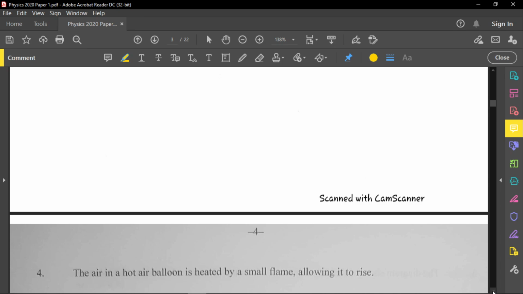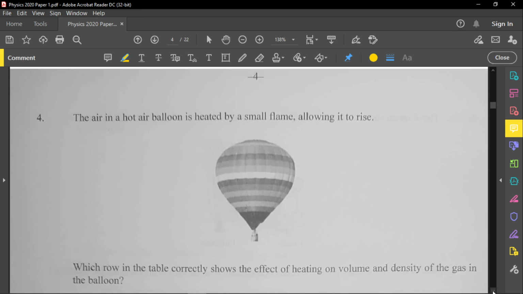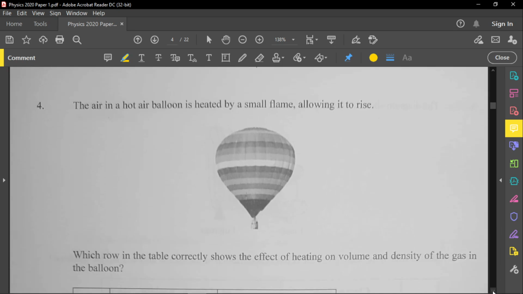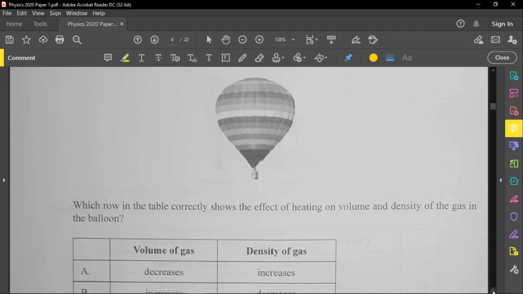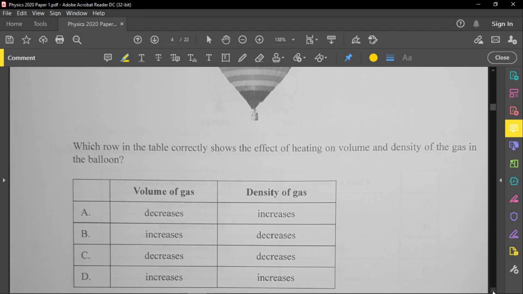All right, and for question number 4 here, let us quickly slide down into this. The air in the hot air balloon is heated by a small flame, allowing it to rise. So the balloon is rising because heat is applied to the air in the balloon. It asks which row in the table correctly shows the effect of heating on volume and density of the gas in the balloon. First and foremost, what you need to remember is that if volume increases, because remember what density is. Density is mass over what? Volume. So if you have an increase in volume, then you have a decrease in what?